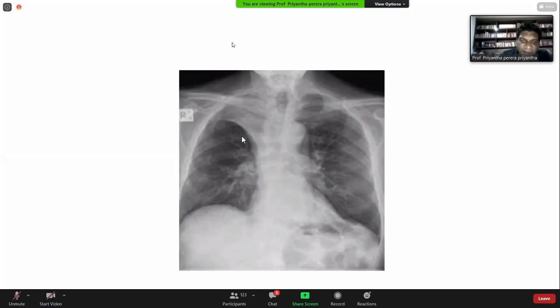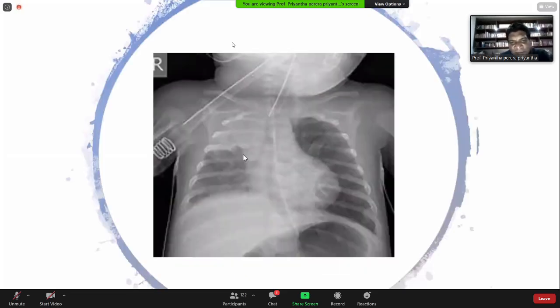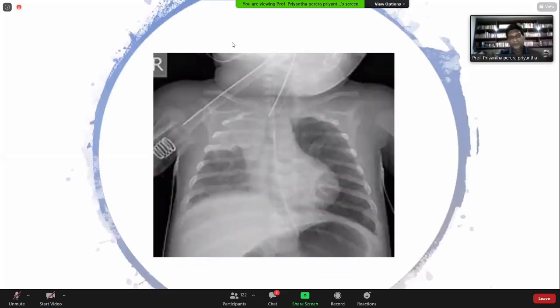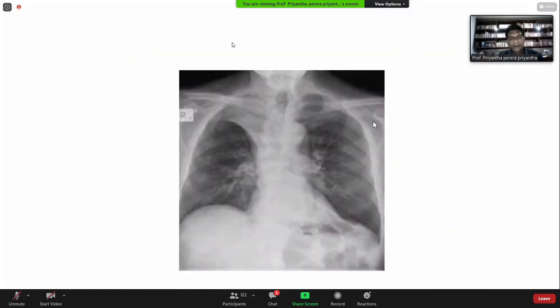Right? And this is what? This is right upper lobe, again right upper lobe pneumonia. Right? So how to differentiate a pneumonia from a collapse? In a collapse, the border will be convex or concave depending on where it is.